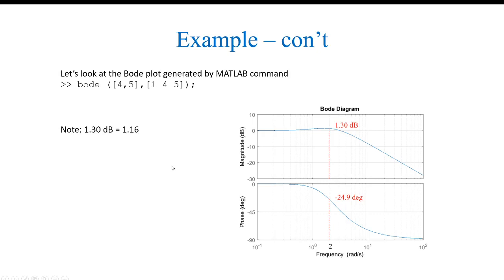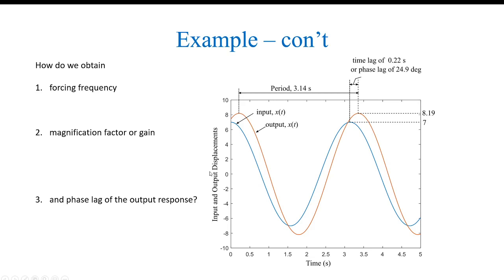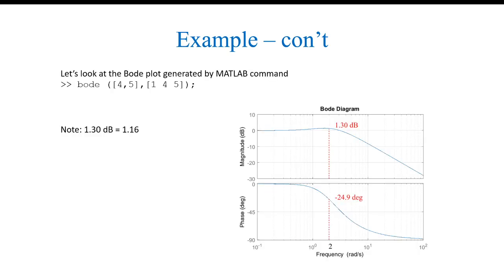So let's see. Yeah, and this result I could have gotten without running the simulation. I didn't actually have to solve the differential equation. I could have gotten this result using a Bode plot. You have to make sure you have the control toolbox. You write bode, and then numerator, comma, denominator. So the numerator is 4s plus 5, and the denominator is s squared plus 4s plus 5.